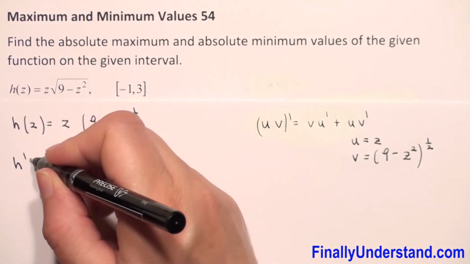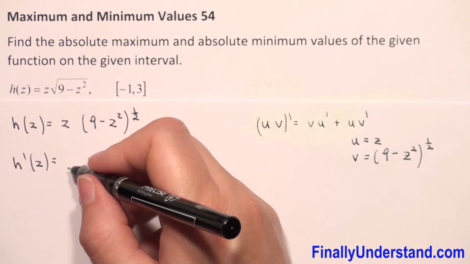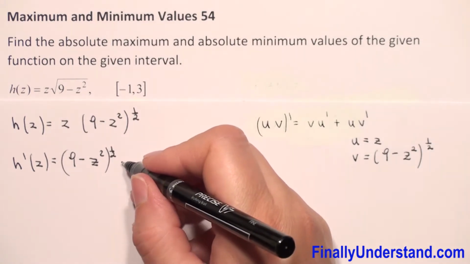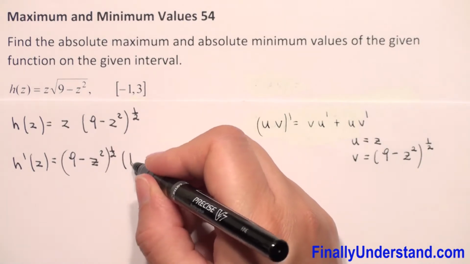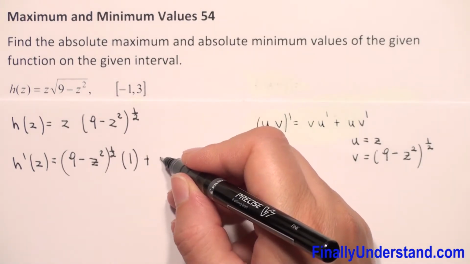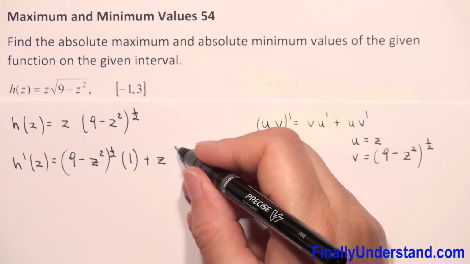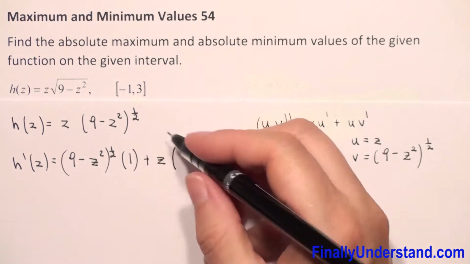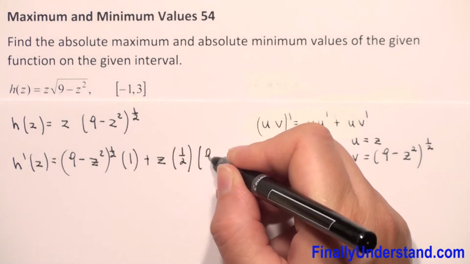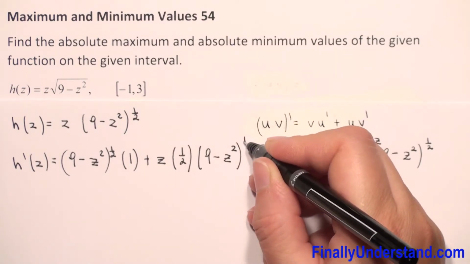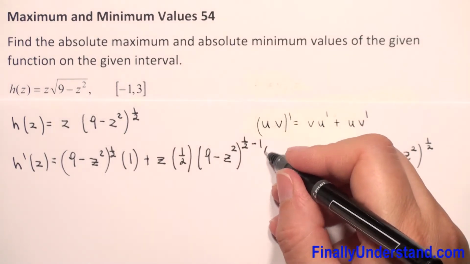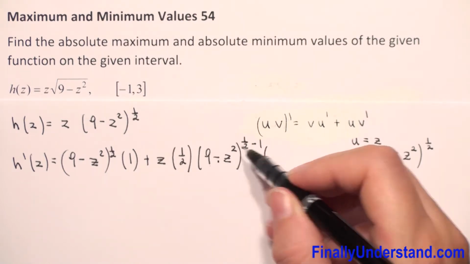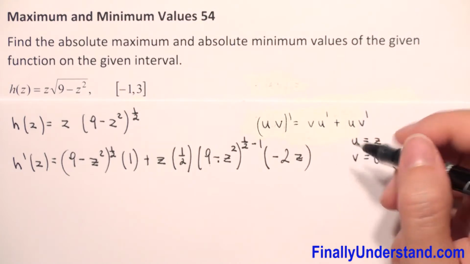So h prime of z is equal to (9 minus z squared) to the power 1/2 times the derivative of z, which is 1, plus, now we have to copy z times the derivative of this whole expression, so we take down the power, so it will be 1/2 times (9 minus z squared) to the power 1/2 minus 1, and the derivative of the expression inside parentheses, so the derivative of 9 is 0, minus, the derivative of z squared is negative 2z. This is equal.